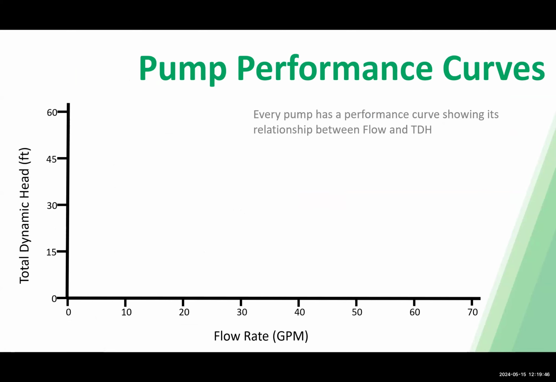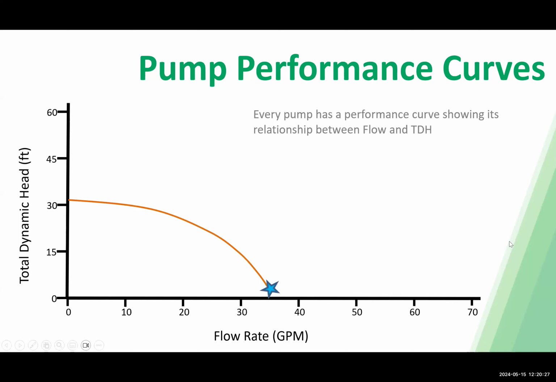Every pump has a performance curve showing its relationship between flow and total dynamic head. Along the bottom here, you have your flow rate. That's going to be your x-axis, typically in gallons per minute or liters per second, like I said before. And then your y-axis is your total dynamic head, which is typically in feet of water. So here's an example of what a pump performance curve looks like. Pretty much every pump performance curve has a downward slope on a graph like this. That's because when the pump is putting out more flow, it's not able to handle nearly as much pressure, and vice versa.